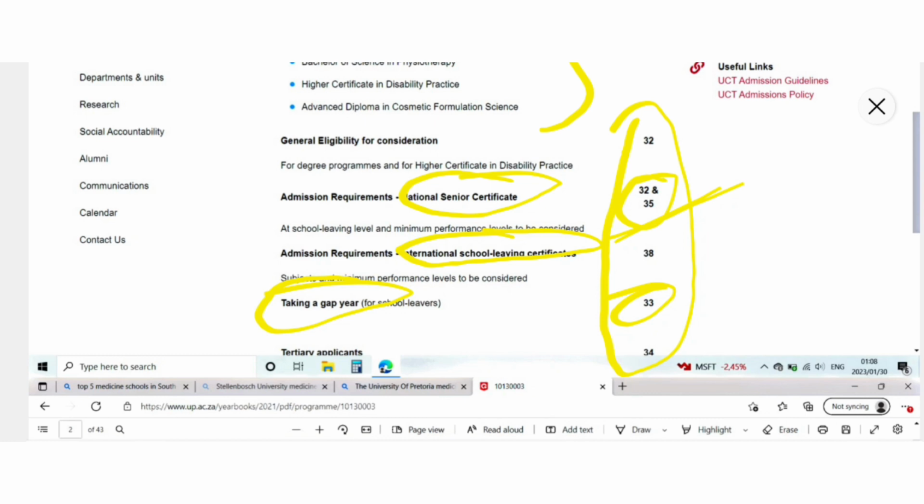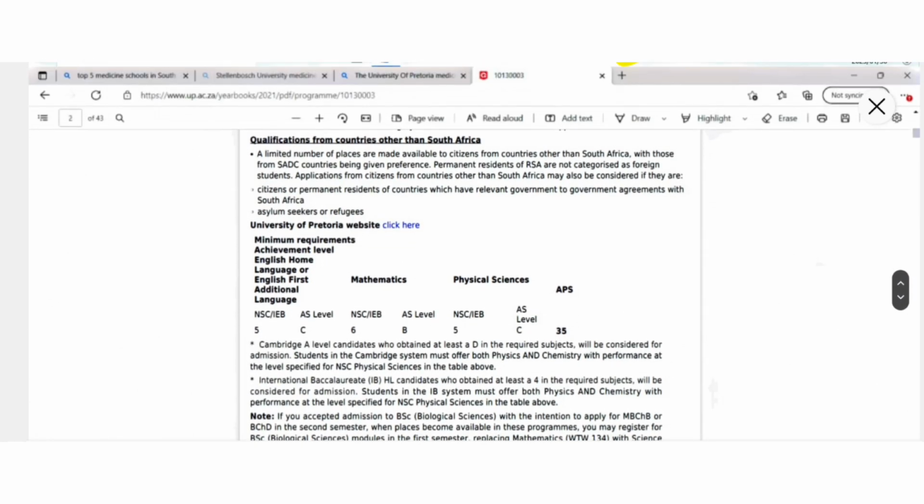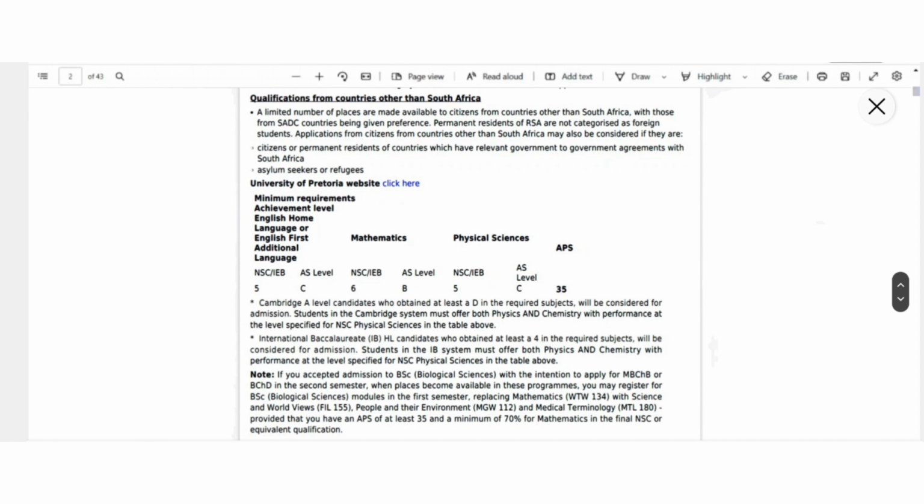So now let's move on to the third university. This is the University of Pretoria. The University of Pretoria requires oneself to have 70 for mathematics, physical science. They want you to have 60% and above, and then our APS score there, that's 35.